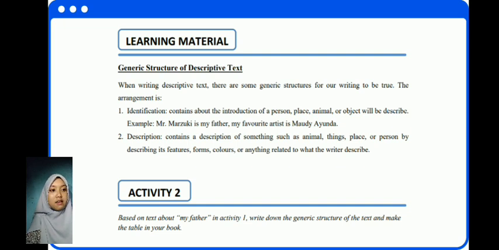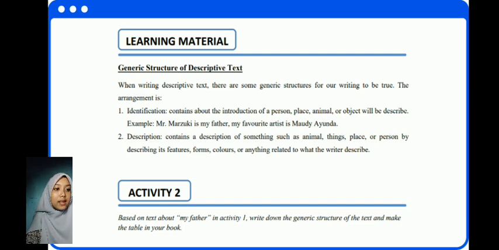And the second is description. This contains a description of something such as an animal, thing, place, or person by describing its features, forms, colors, or anything related to what the writer described.